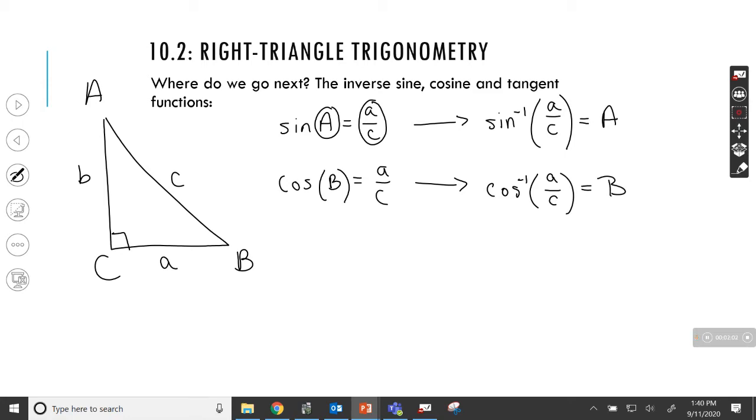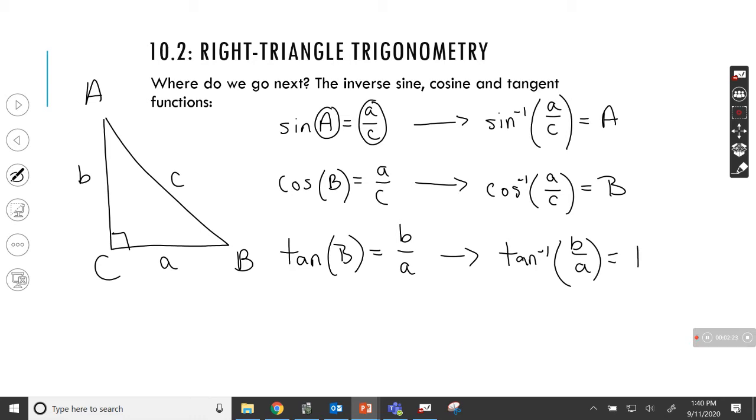And then you got tangent. Let's pick a different angle. Let's go with B again, actually. Tangent of B is going to equal b over a, little b over little a. And you probably figure out the idea now. Tangent inverse of b over a is going to equal B.